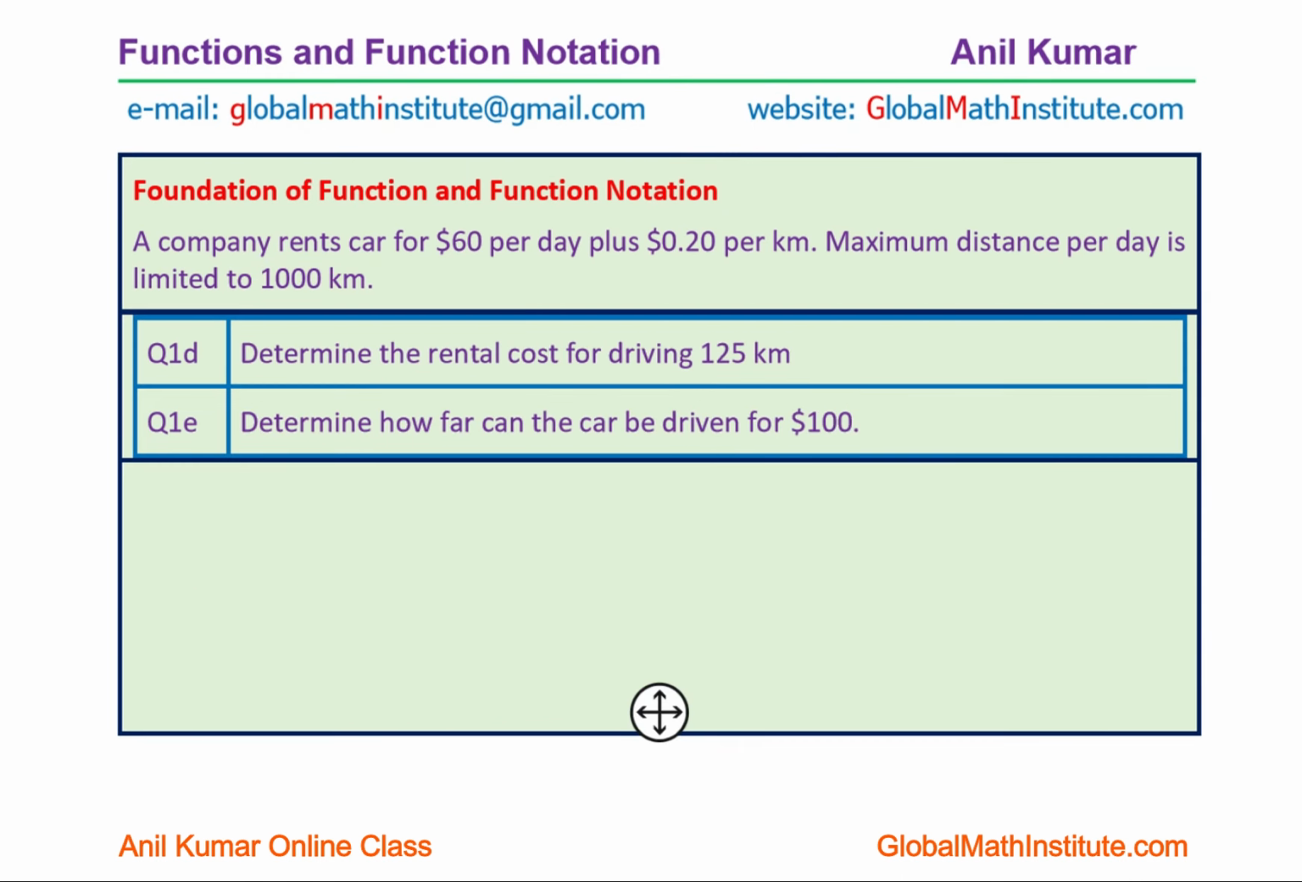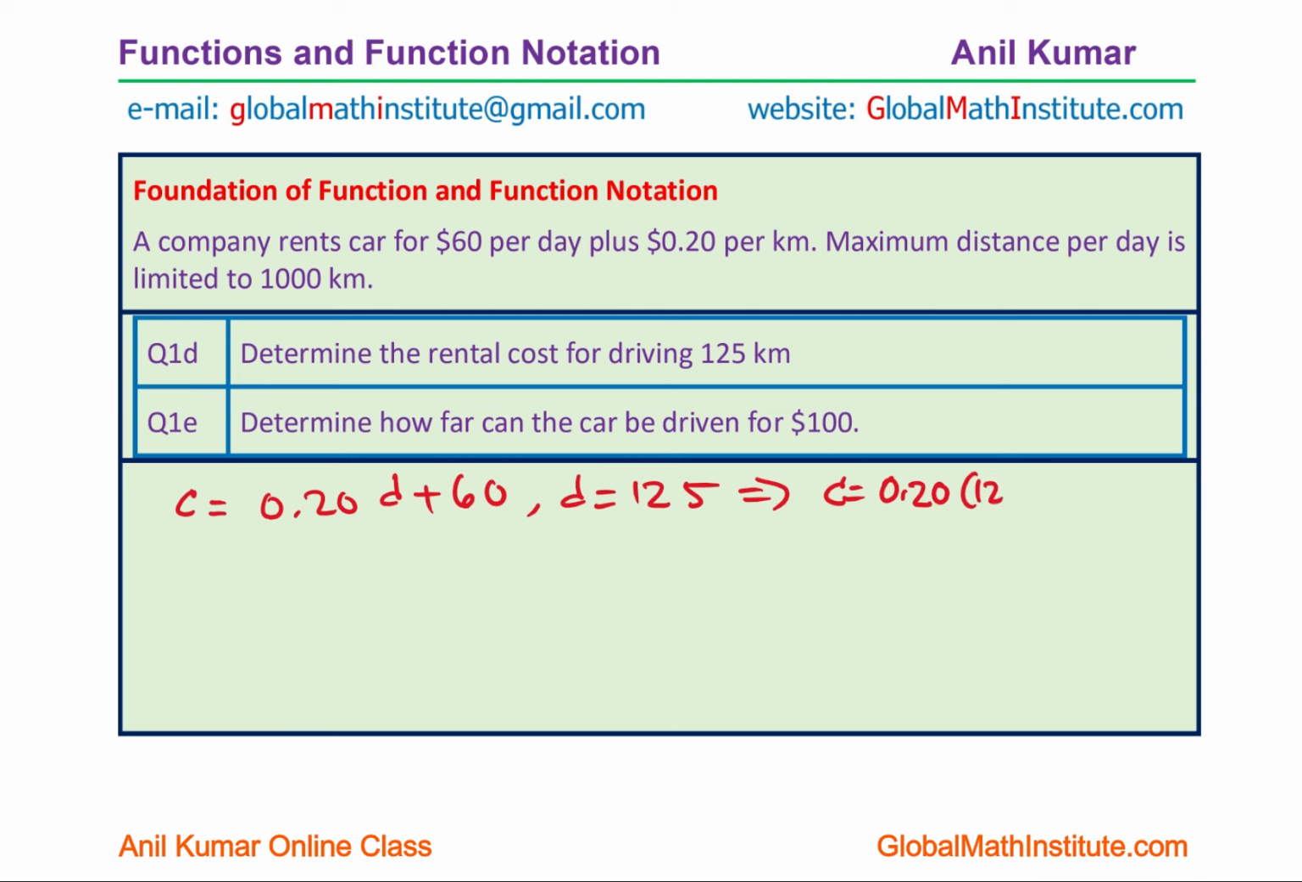Now let's answer the other question, which is determine the rental cost for driving 125 kilometers. Well, we have the equation, cost being 0.20 times distance plus 60. So if I put d equals 125, I do get the answer, which is C equals 0.20 times 125 plus 60, correct?